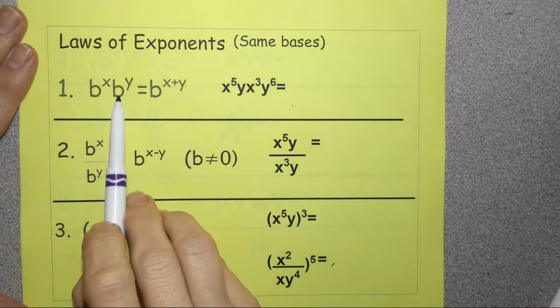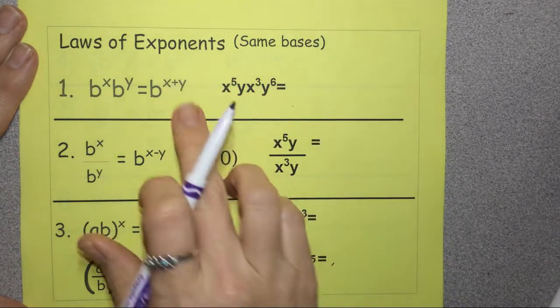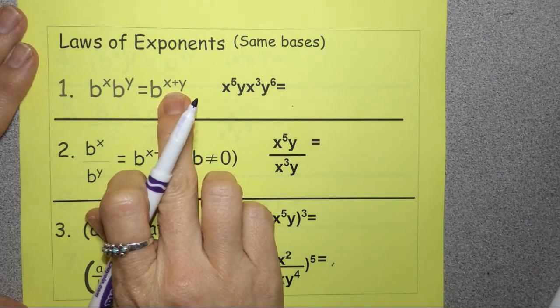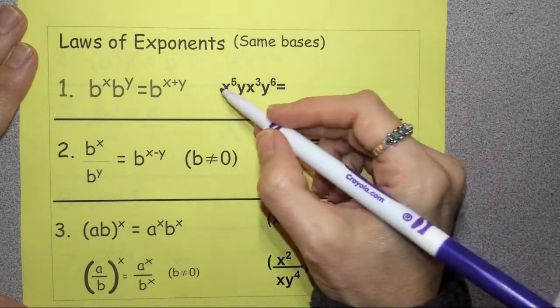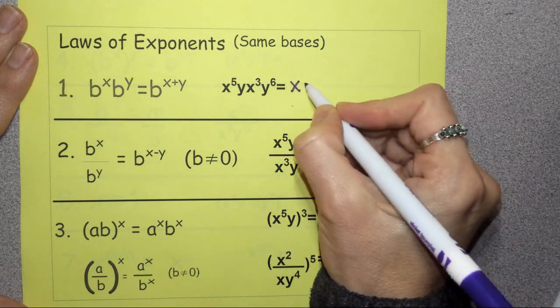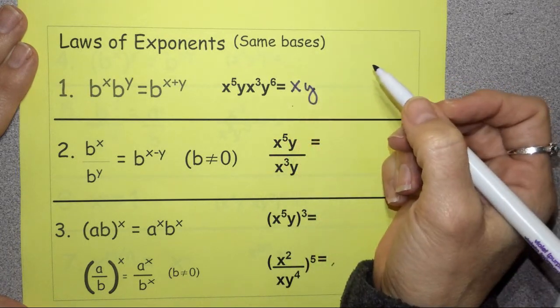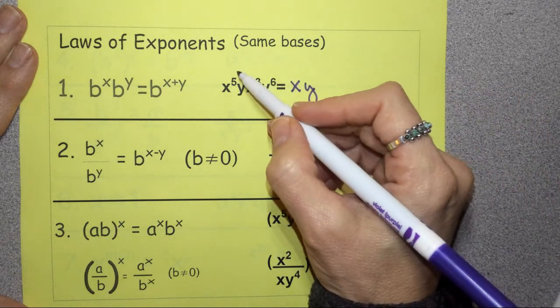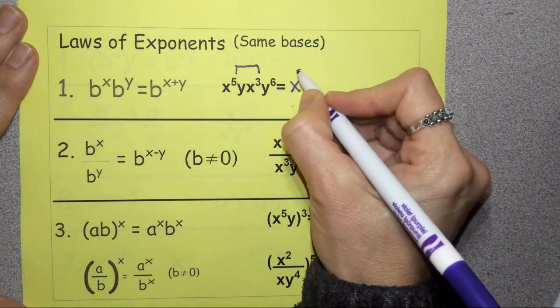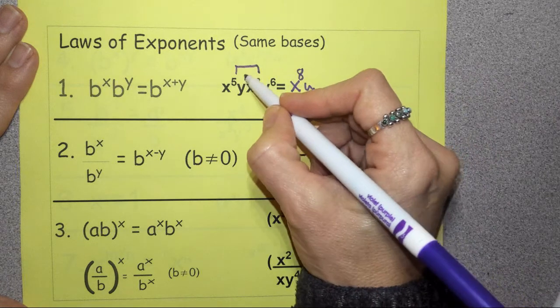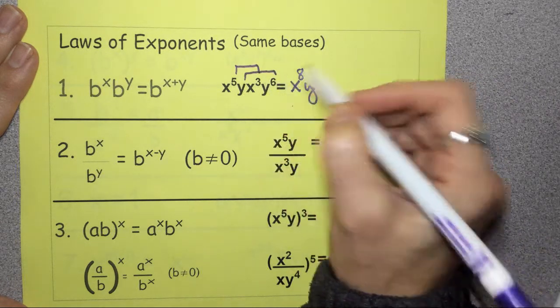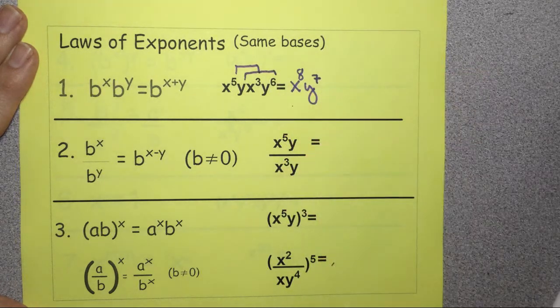When you are multiplying two like bases, you're going to add the exponents. So we have an example over here. I've got two bases in this problem. I have x's and I have y's. I'm going to add the exponents of just the x's first. So 5 plus 3 is going to give me 8. Then I'm going to add the exponents of the y's. 1 plus 6 is 7, and we're done.